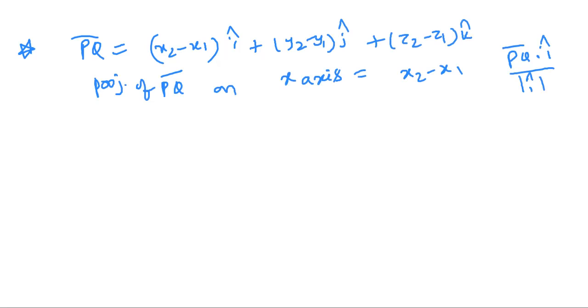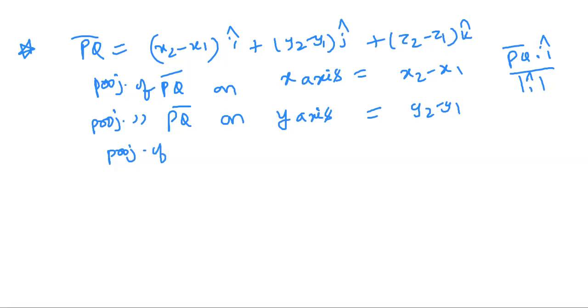That is simply PQ dot i cap. Similarly, projection of PQ bar on y-axis is equal to y2 minus y1. Similarly, projection of PQ bar in the direction of z-axis is z2 minus z1. So three components you can resolve which are parallel to x-axis, y-axis, z-axis.